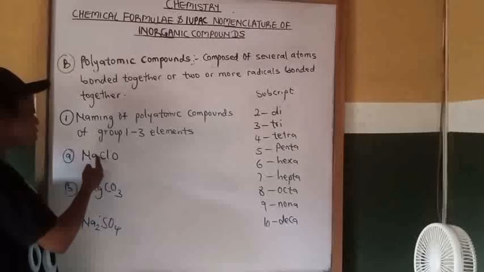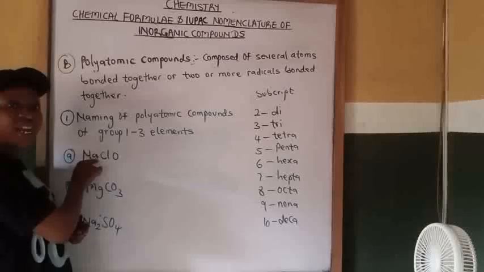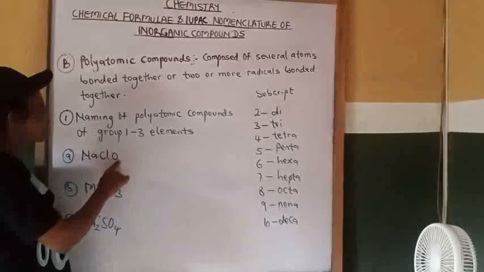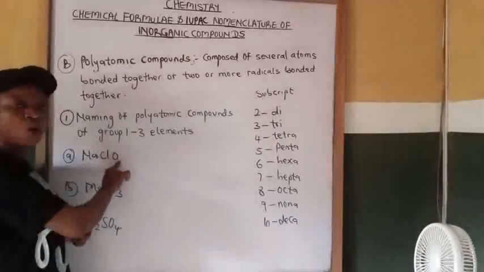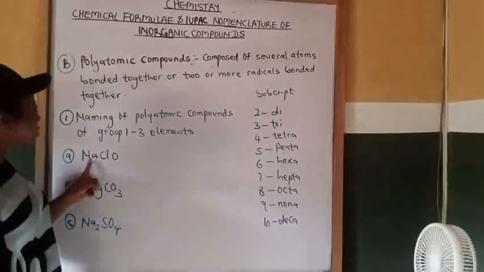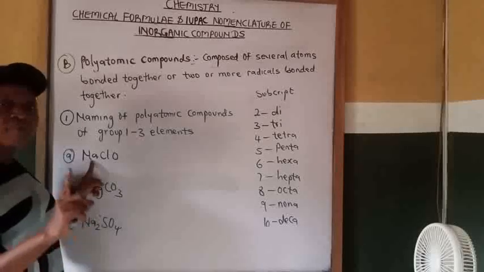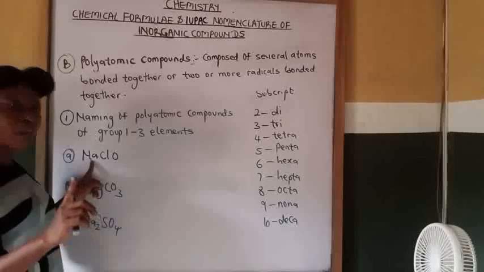Is having subscript 1. But you don't name the subscript of a metallic atom. You only name the subscript of oxygen. Now, to name this compound, you first name the metallic atom, or the positive ion.